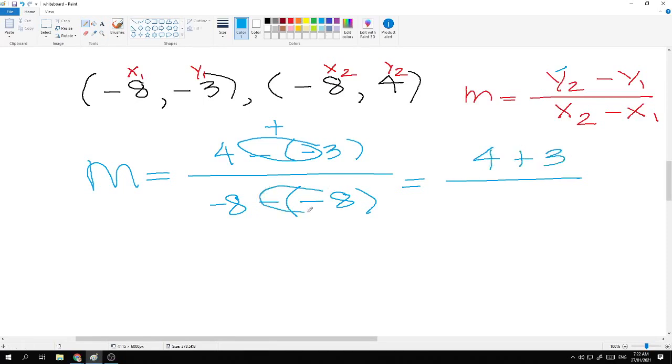Same thing with this one. This becomes positive. So, negative 8 plus 8. Okay. Now, what is 4 plus 3? 7. 7 over negative 8 plus 8? 0. Oh, what will you write here? 7? No, no, no. 0? No, no, no.